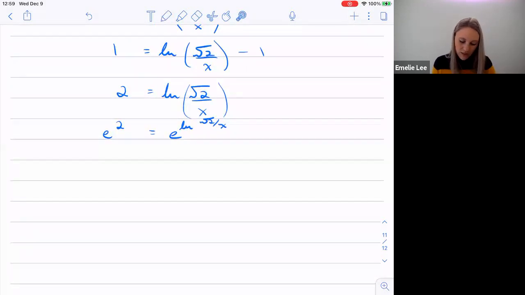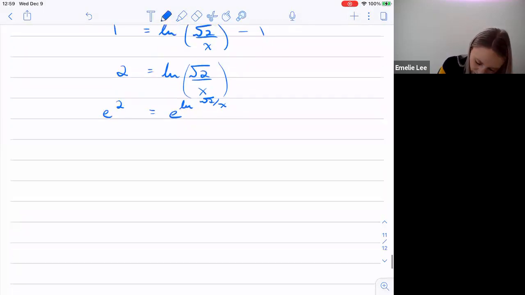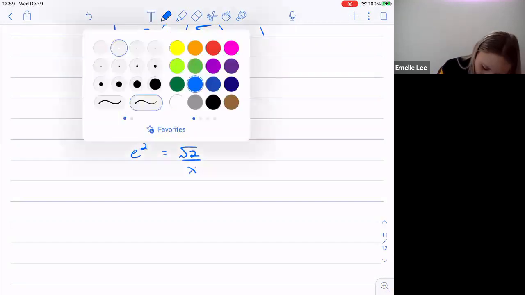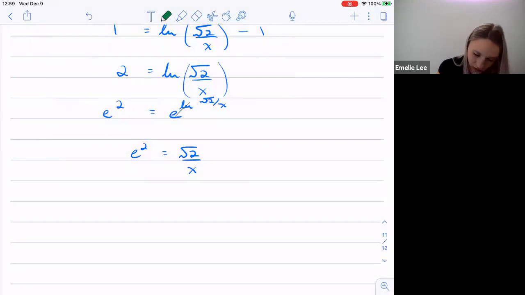Now the reason we did that is because these are going to drop out, right? This e to the power of 2 sticks around. So you have e to the power of 2 is root 2 over x, right? Because these two are essentially canceling each other out. And that's how you shake out that x from the log.